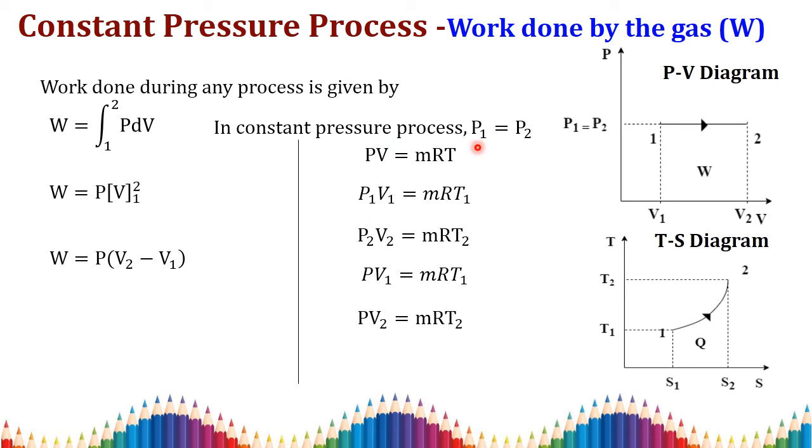But we know that in a constant pressure process P1 is equal to P2. I can replace P1 and P2 with just P, because the pressure is the same throughout this process. So I can write PV1 is equal to mRT1 and PV2 is equal to mRT2, only for a constant pressure process. I am keeping the pressure outside. So P into V2 is mRT2 and P into V1 is mRT1. So I can write work done is equal to mass into characteristic gas constant into change in temperature, mR into T2 minus T1. This is your formula for the constant pressure process.